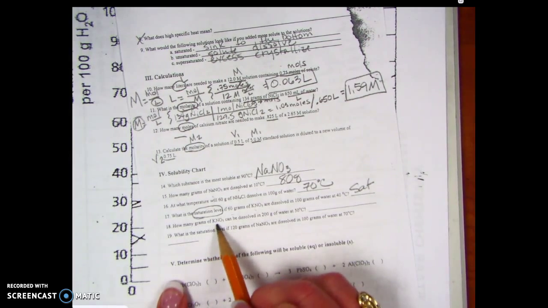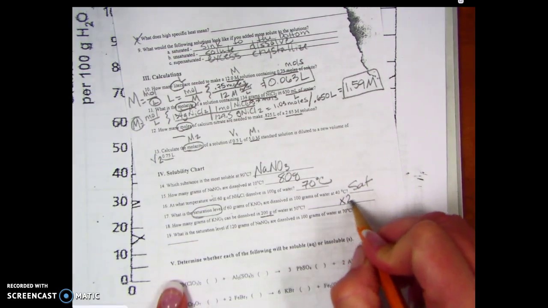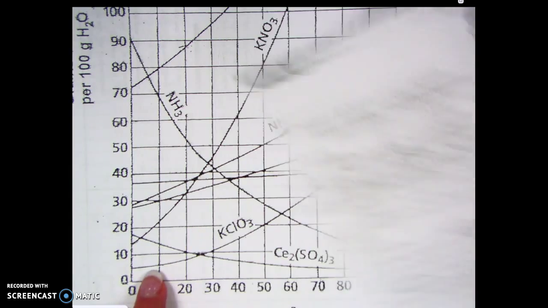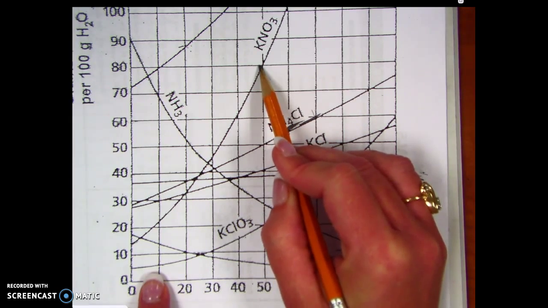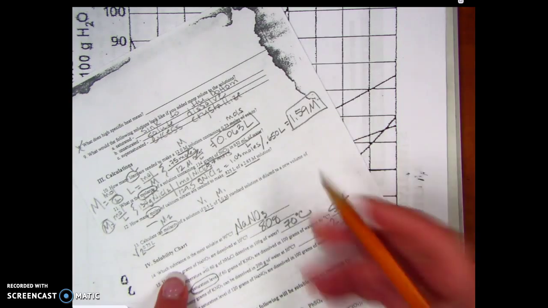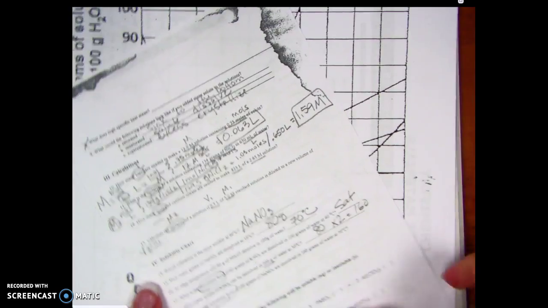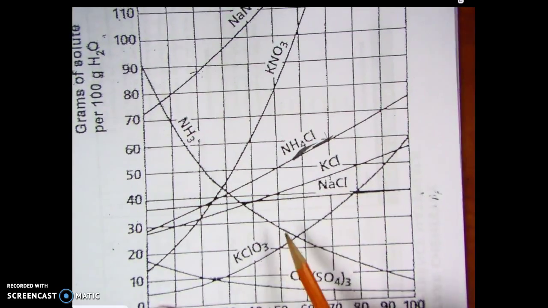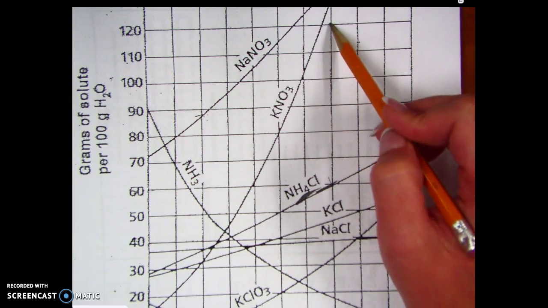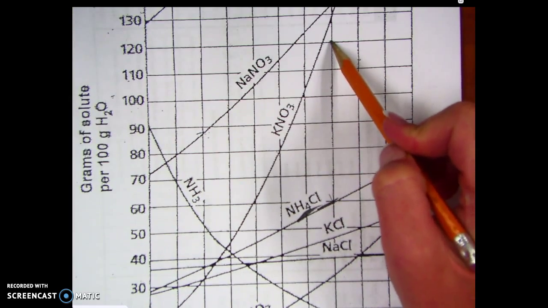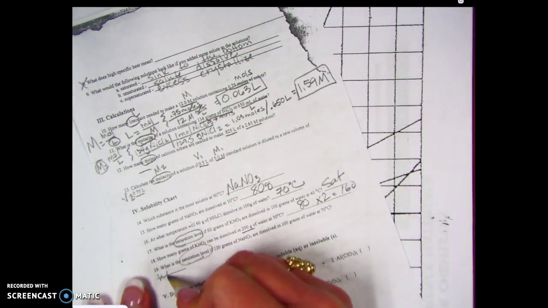How many grams of potassium nitrate can be dissolved in 200 grams of water at 50 degrees? We've got to multiply it times 2. So 50 degrees, KNO3. So that's 80 times 2 is 160. What is the saturation level if 120 grams of sodium nitrate are dissolved at 70 degrees? So 120 grams. So that is below the line, because the line is up here. So that is an unsaturated solution.